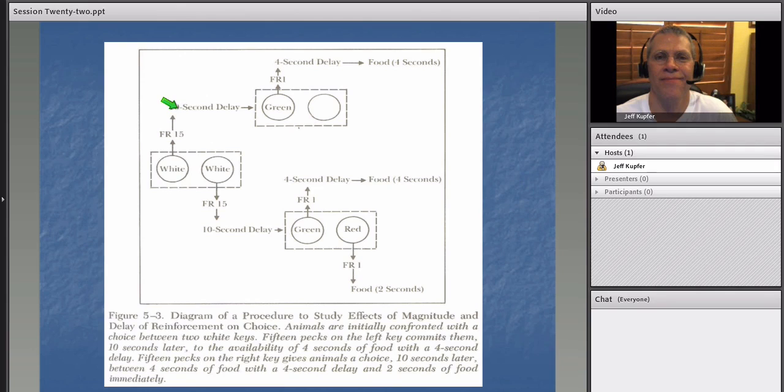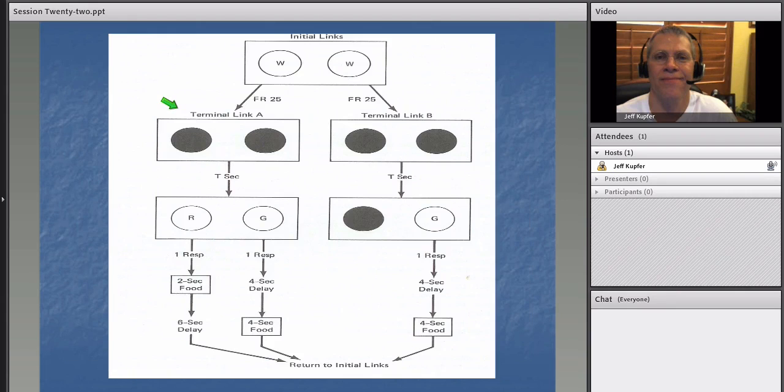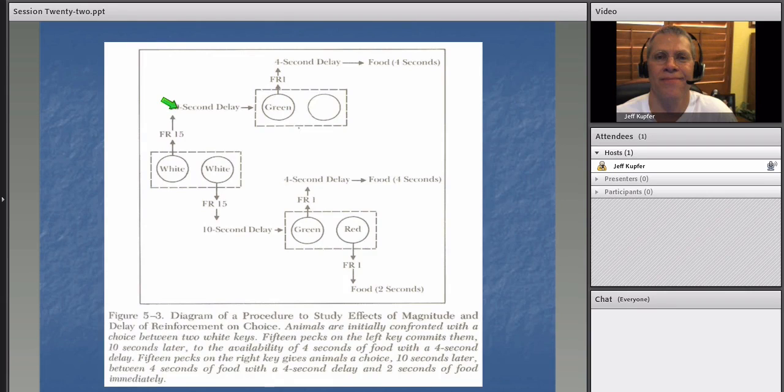In other words, as this 10-second delay gets shorter and shorter and shorter until it approximates zero, and certainly at zero if there's no delay, then you've got the pure situation. The pigeon responds on the white key to either get up here or get here. So we ask the question, what does this delay have to be for them to switch from here to here? Again, the matching law allows us to predict this. And we do this by just simply taking a look at the second delay here and setting that at t, right?